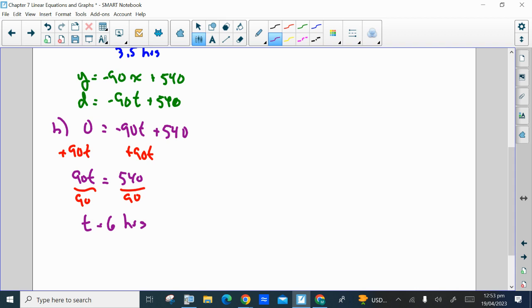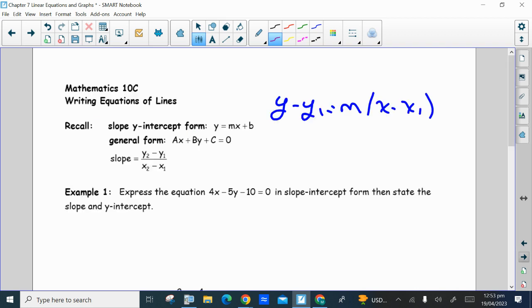So again, because you're always getting closer to Fort Providence, the slope and the distance, the y-intercept, have to have opposite signs. That's the only way that that distance will get smaller, or they'll get closer.